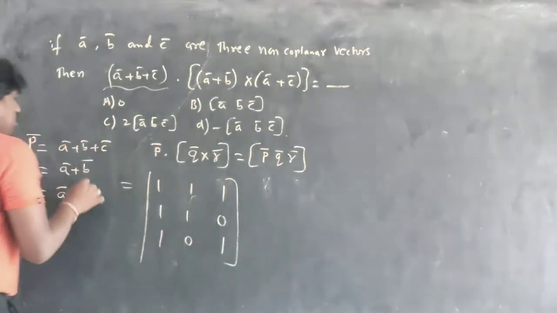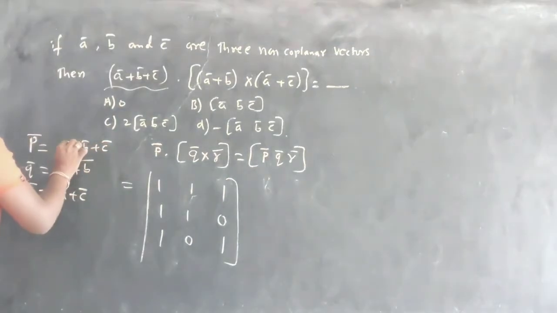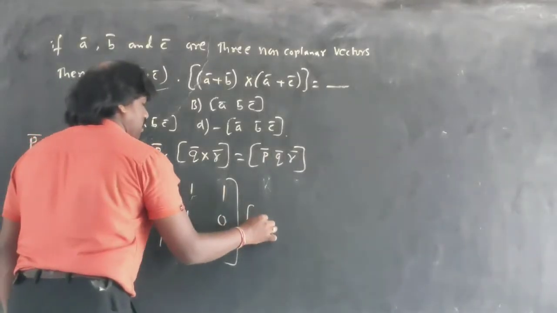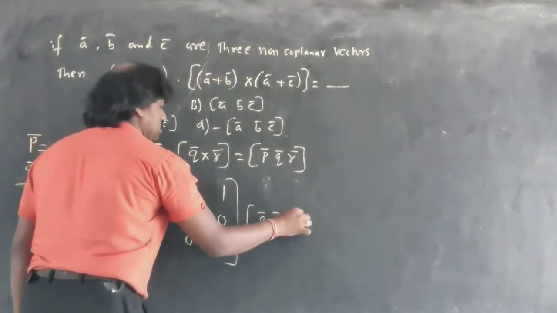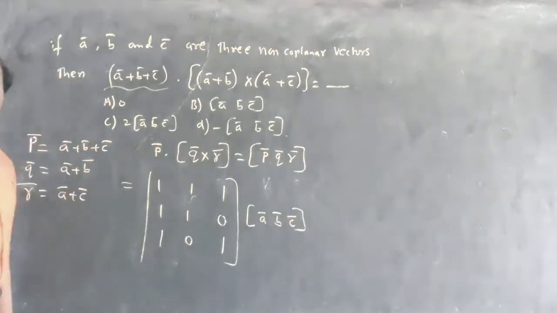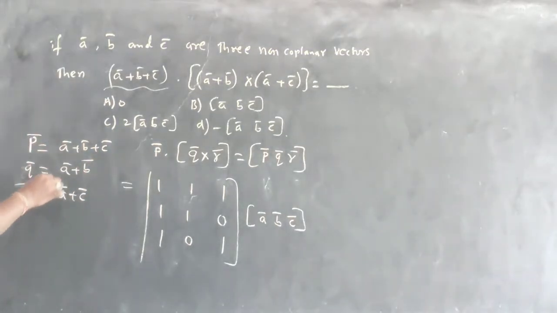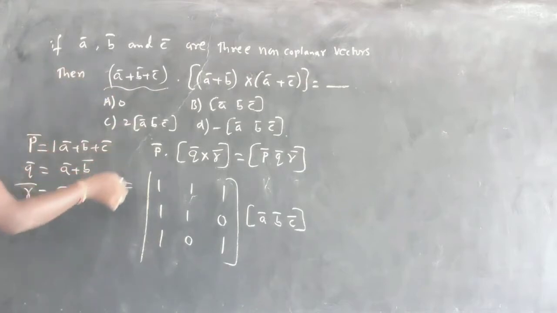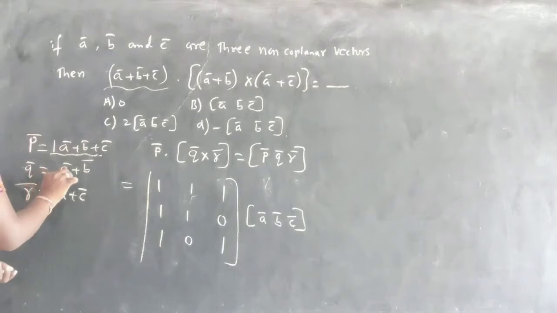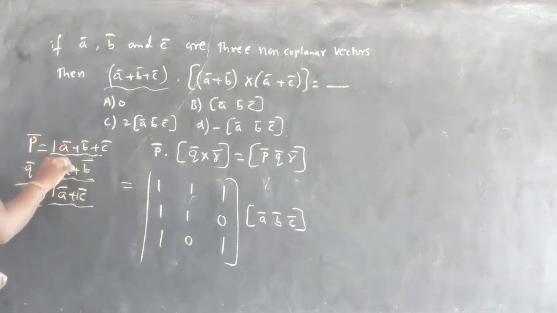But it depends on the vectors A, B, C, so you have to multiply by box ABC. As per the previous theorem I said, because each of these vectors is expressed in terms of A, B, C, with components like 1, 1, 1.